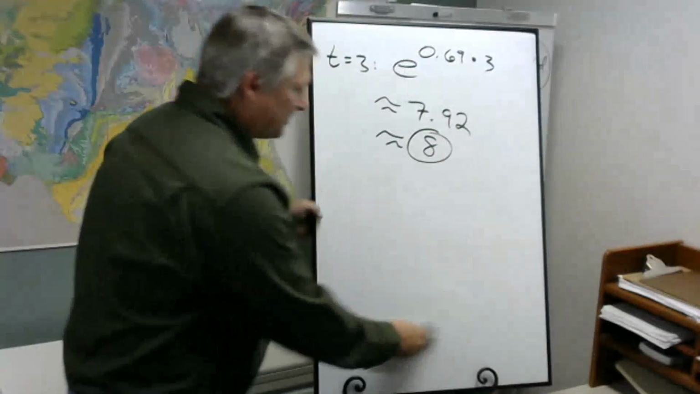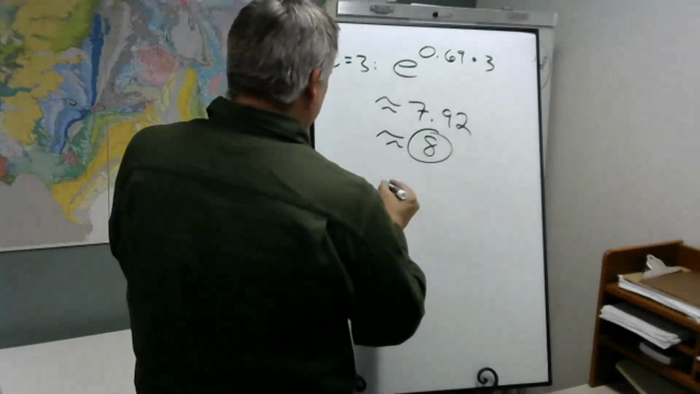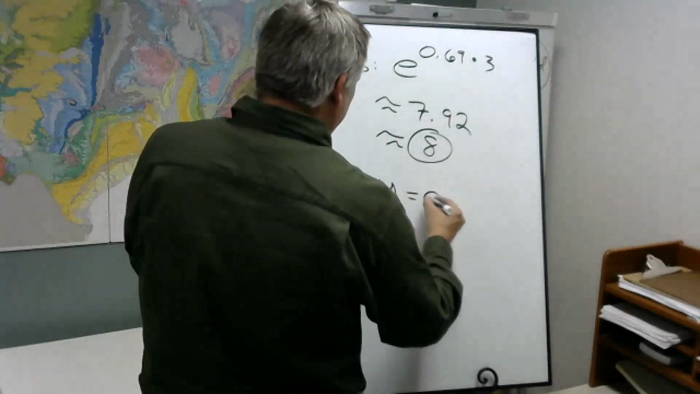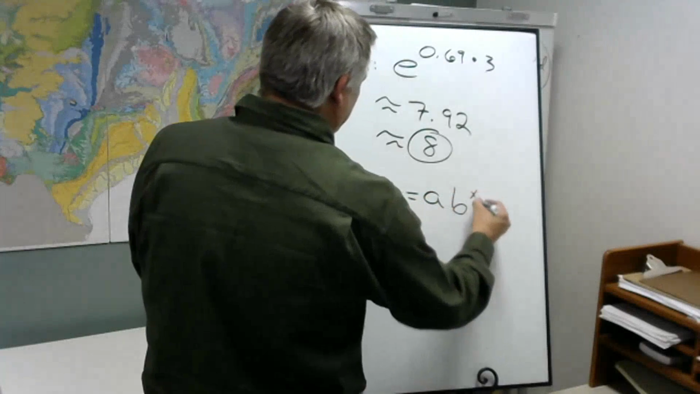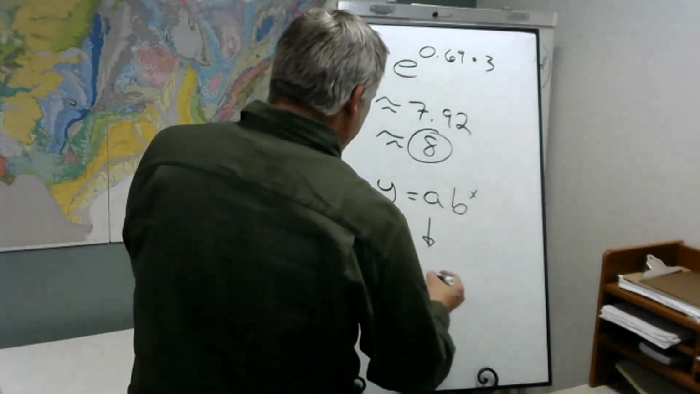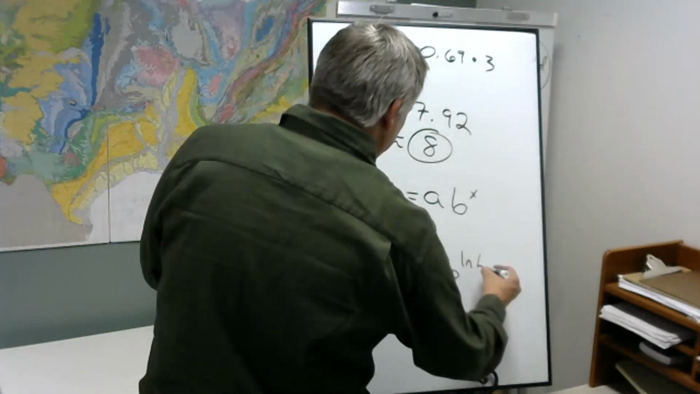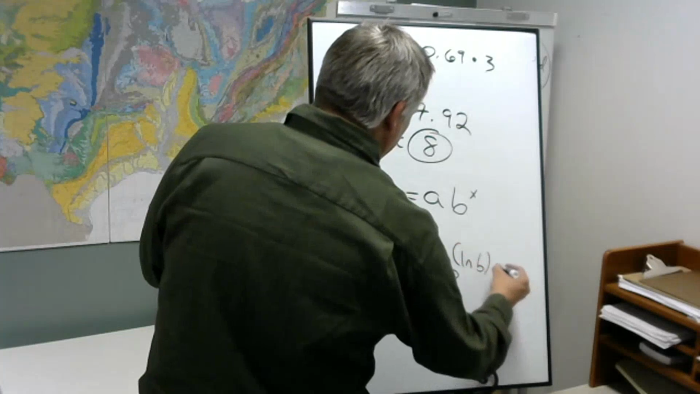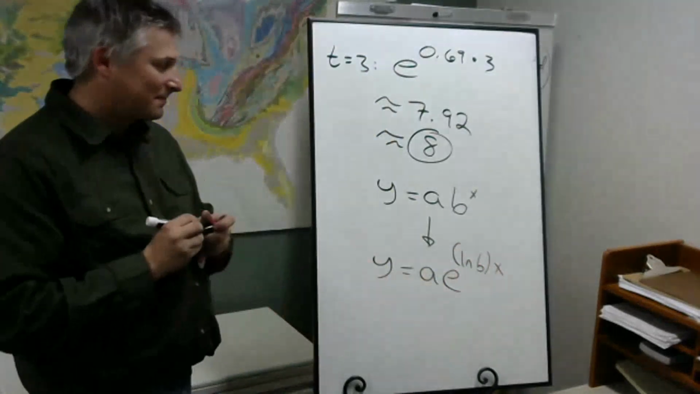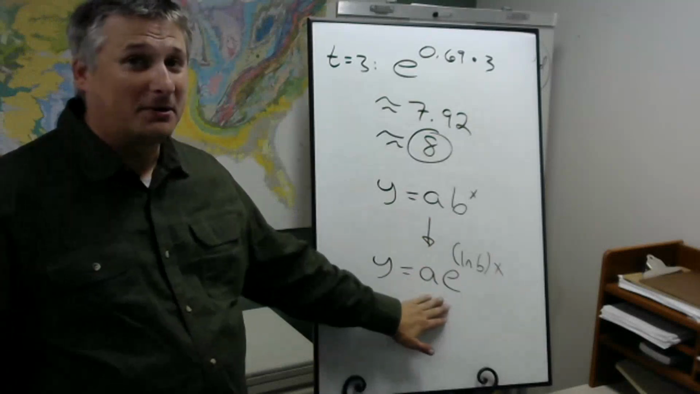So the basic formula, what we're going to be doing is this. If you have y equals a b to the x, we can rewrite this as y equals a e to the natural log of b times x. And that lets us restate this model as that model.